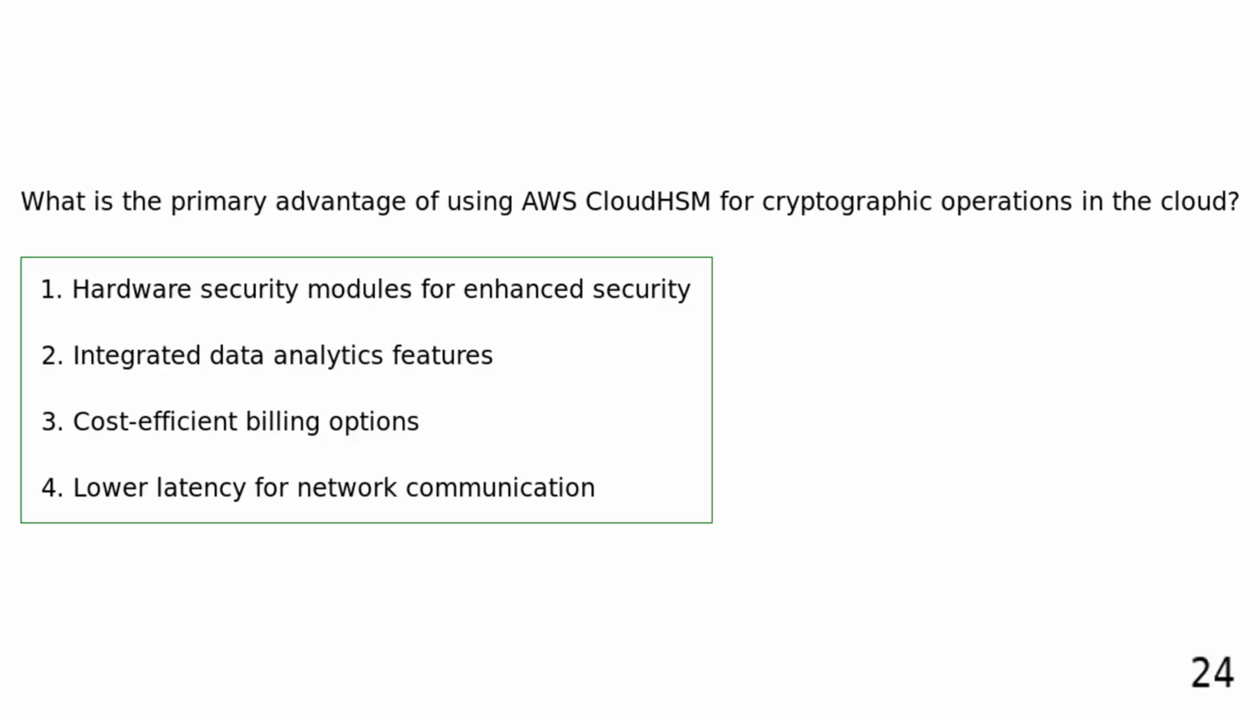What is the primary advantage of using AWS CloudHSM for cryptographic operations in the cloud? Hardware security modules for enhanced security. Integrated data analytics features. Cost-efficient billing options. Lower latency for network communication.